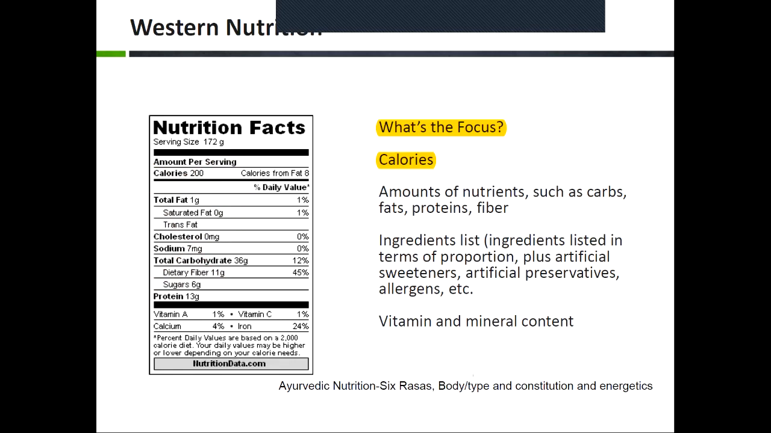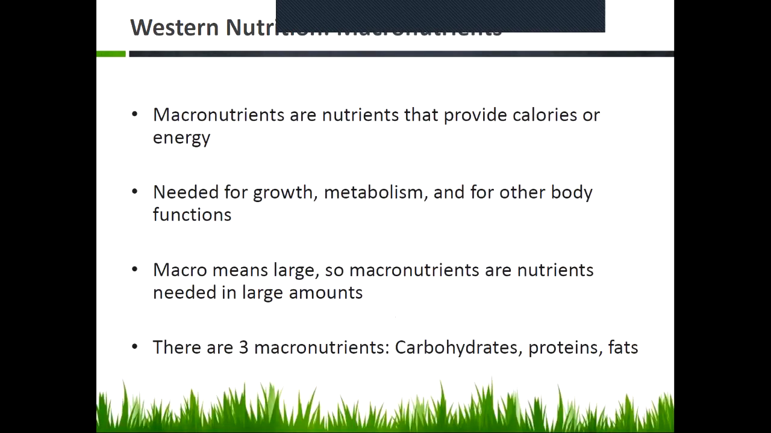So if you look at it, Ayurvedic nutrition is looking at the 6 rasas, the body type, constitution, and energetics. All right. So in Western nutrition, they care about, basically, the macronutrients and micronutrients.